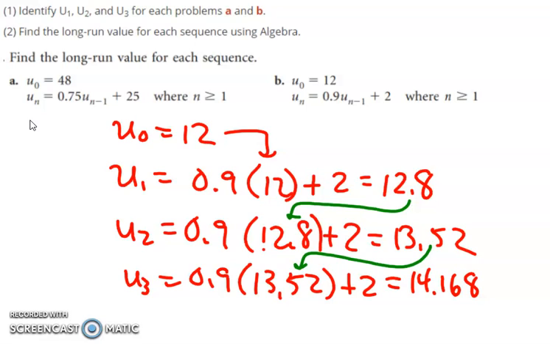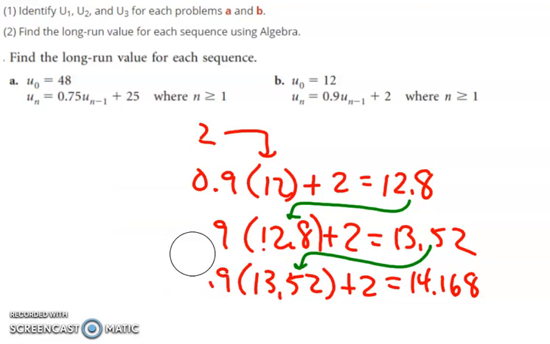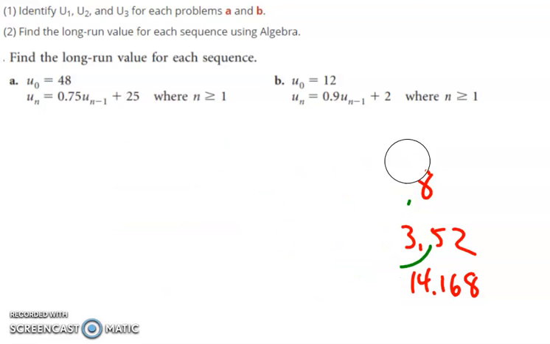So again, this is another example of growth. And so the second part of this is to determine the long run values. We take the recursive formula, the U of n and U of n minus 1 part.